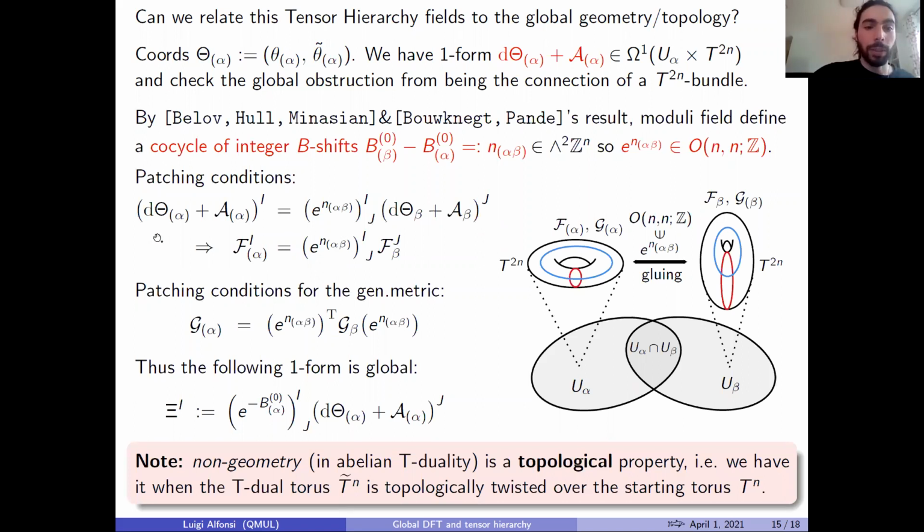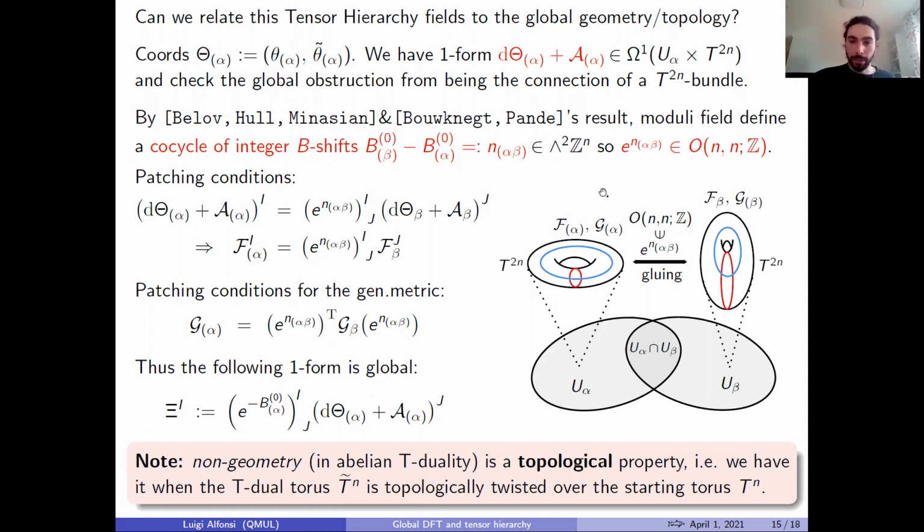And you will see, and I will describe this very briefly, that these local connections of the tensor hierarchy are patched by using these O(n,n) monodromies. Same story for the curvatures. If we also want to put in the generalized metric, we will see that this is patched also by using this cocycle here. And the one-form that is actually globally defined is not our tensor hierarchy connection, but its B-twist. By applying this B-shift here on each patch, what we obtain at the end of this operation is a global one-form.